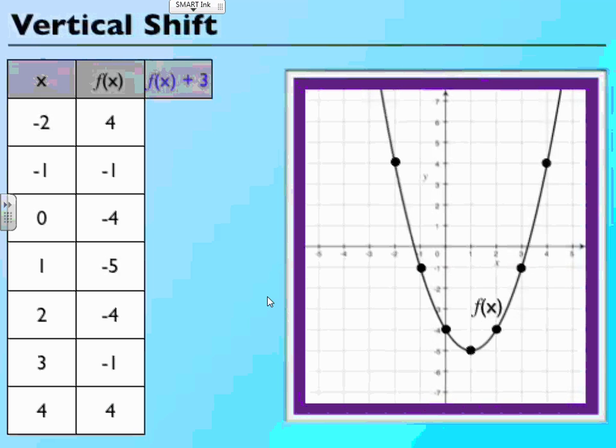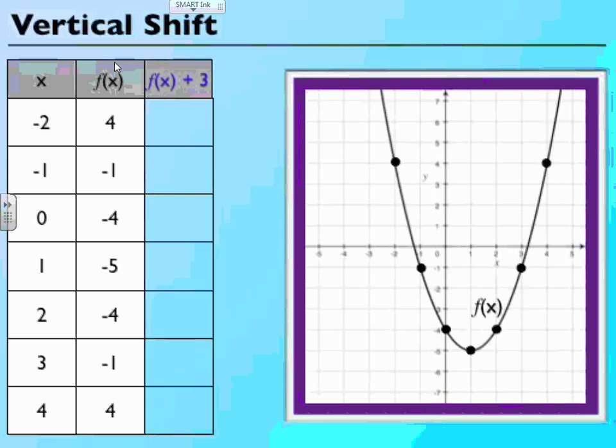All right, our next column is f of x plus 3. So all we have to do is take our output values, f of x, and add 3 to them. So we add 3 to each of those output values. 4 becomes 7, negative 1 becomes 2, negative 4 becomes negative 1, etc. Add those values. Now, we want to graph all of these values. We can do that right from here. Each of these points, this was at an output of 4. What's going to happen to it?